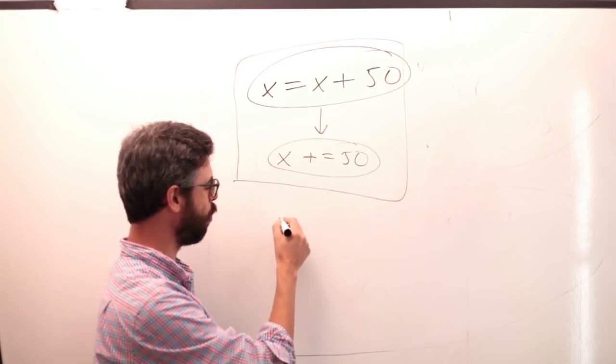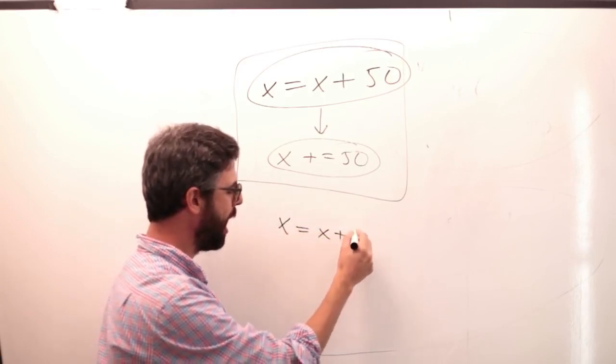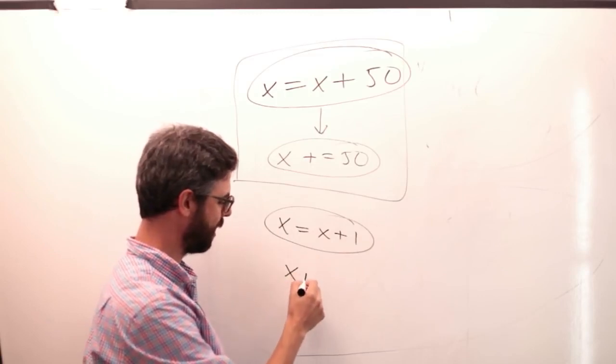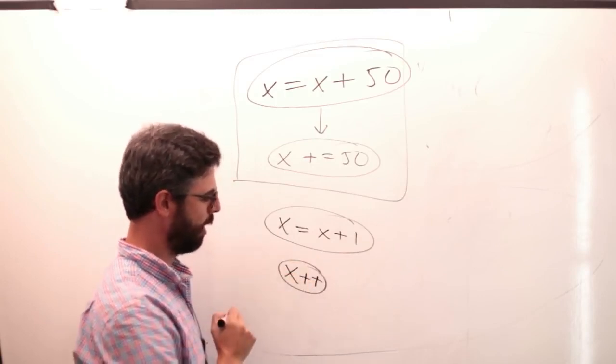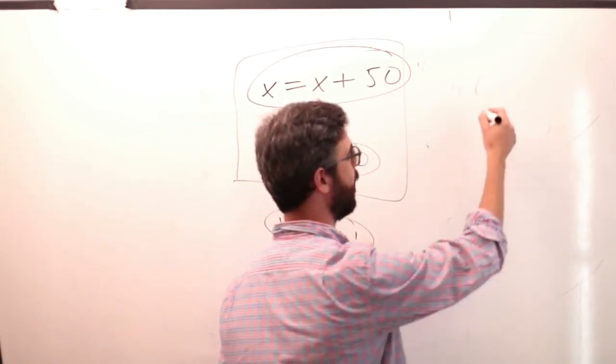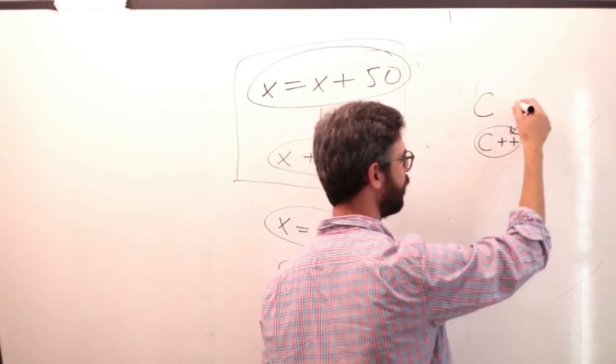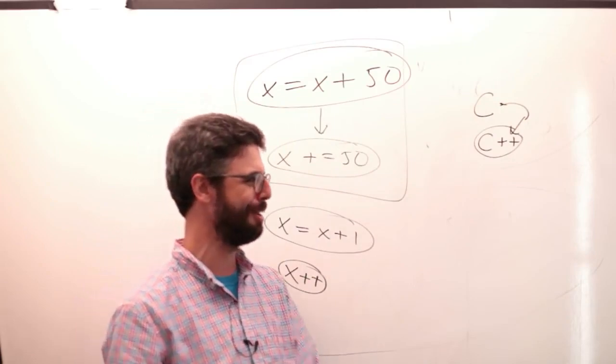The other thing you might see is when you have the number 1, x equals x plus 1, this is written shorthand as x plus plus. And if you thought about it, there's a programming language called C, and there's a programming language called C++, which is like the next version of C. It's not exactly accurate, but close enough.